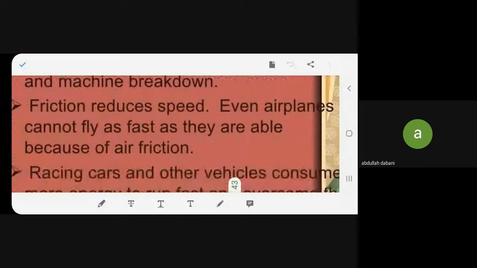Also, friction reduces speed because you know that the aeroplane, when it is moving in the air, there's a friction between the aeroplane and the air, right? So they will not be able to fly as fast as they can. Why? Because the friction of the air is not letting the airplane fly with that speed. So because of air friction, the speed of the airplane is controlled.